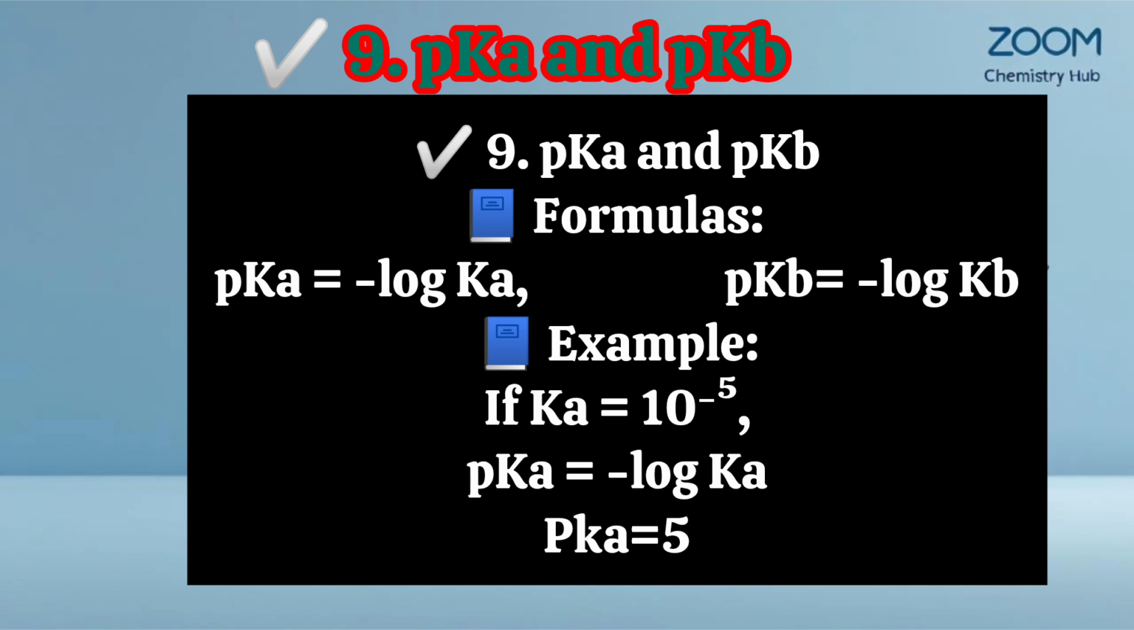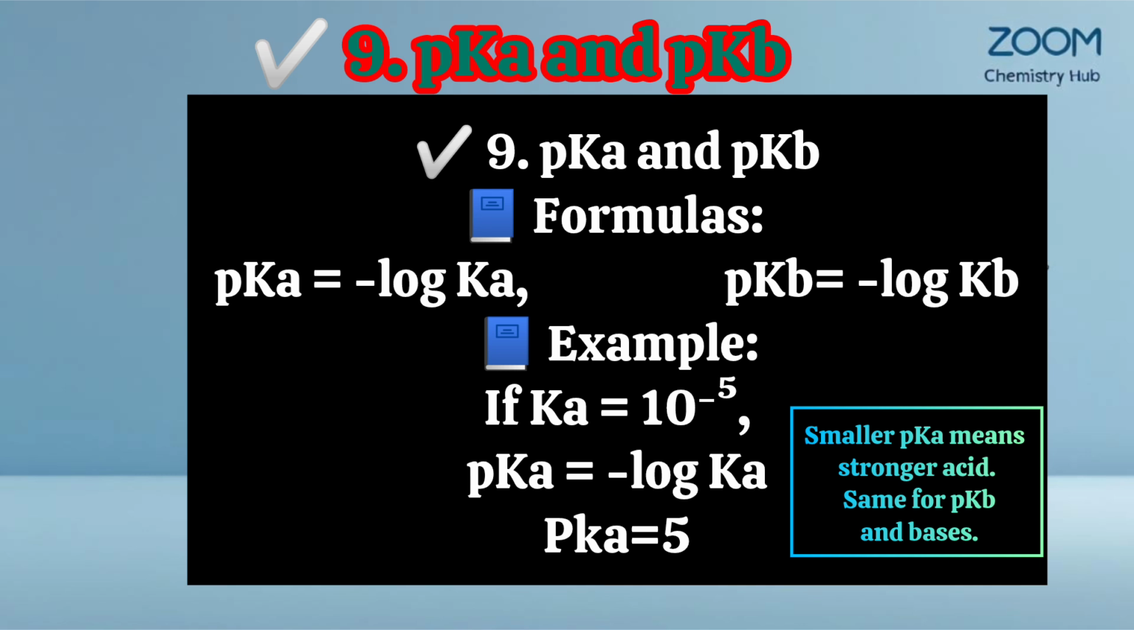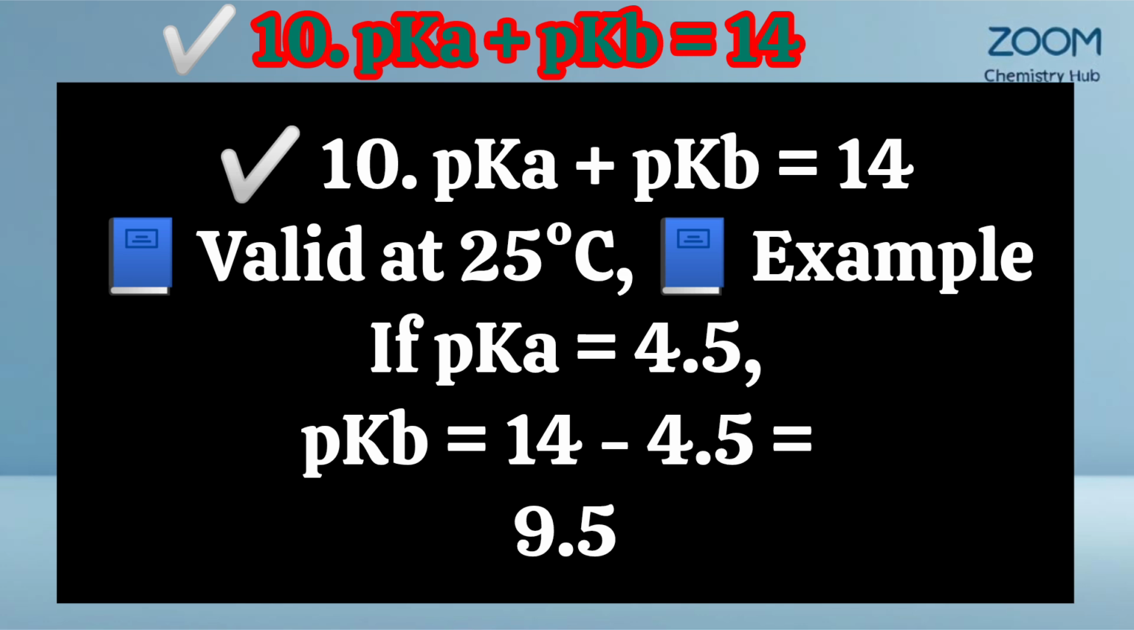Next we have pKa and pKb formula. The pKa is equal to the negative log of the dissociation constant of acid, and pKb is equal to the negative log of the dissociation constant of a base. For example, if Ka is equal to 10 raised to power minus 5, then the pKa value is 5. Smaller the pKa means stronger the acid, and the same for pKb and base. Next is pKa plus pKb is equal to 14. This is valid at 25 degrees centigrade.